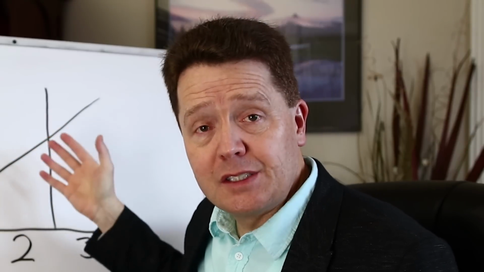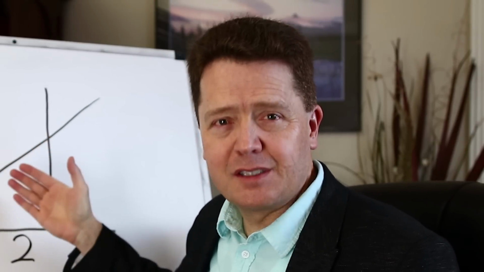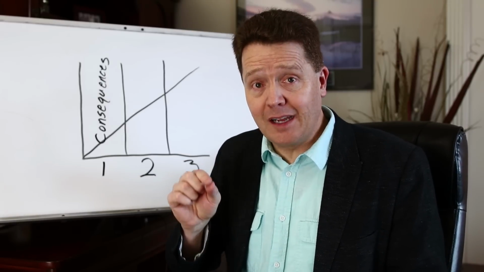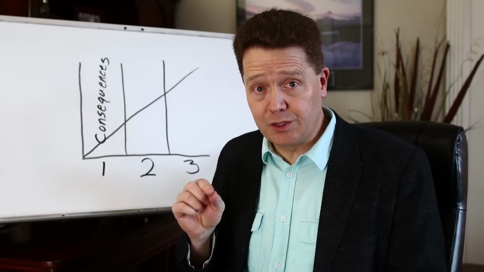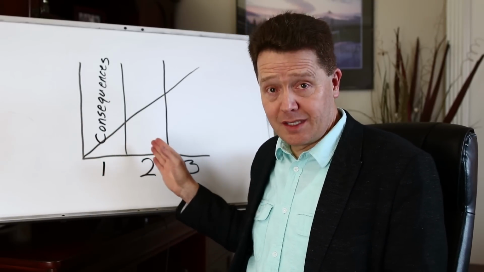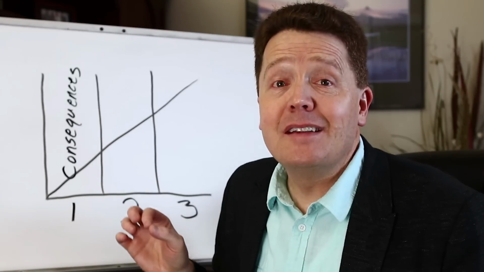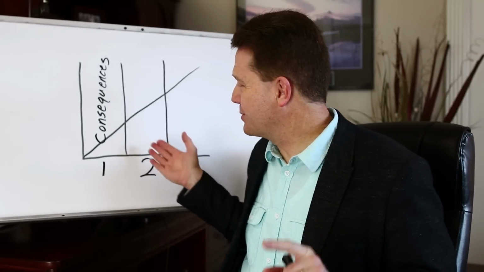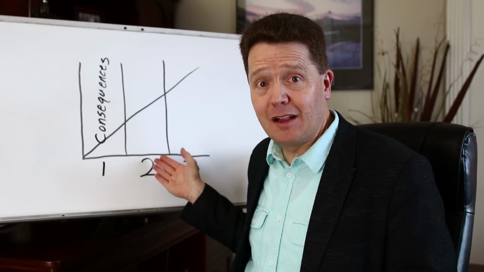Now, consequences are going to bleed over to stage 2 as well, but there's an important difference in the kind of consequences we use at stage 1 or at stage 2. And the difference has to do with cooperation. Remember I said cooperation is part of a stage 2 level of development?